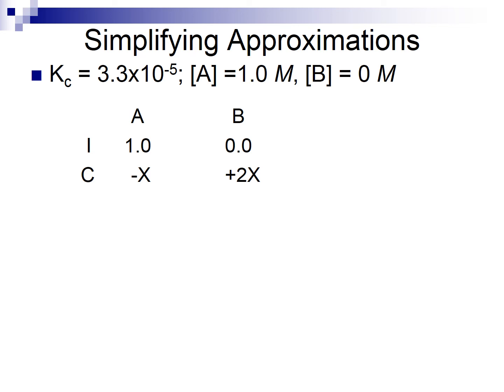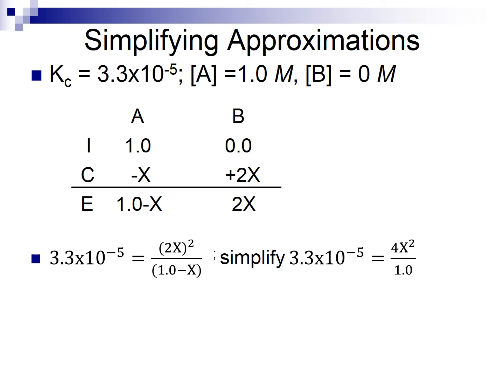I will lose x as my change for A. Now notice, because the equation was producing 2B, I have 2x there. My stoichiometric ratio was 1 to 2. So at equilibrium, I have 1 minus x for A and 2x for B. If I plug this into the equilibrium expression for this system, I expect to get 3.3 times 10 to the negative 5 being equal to 2x squared over 1 minus x.